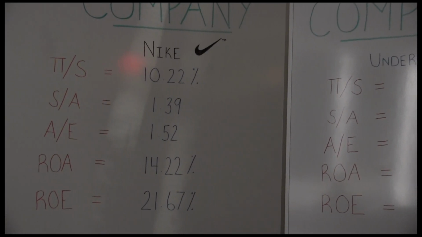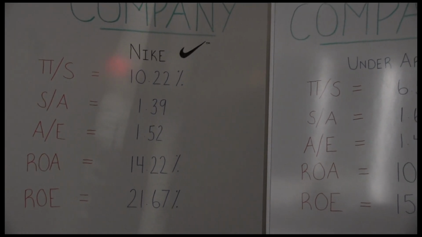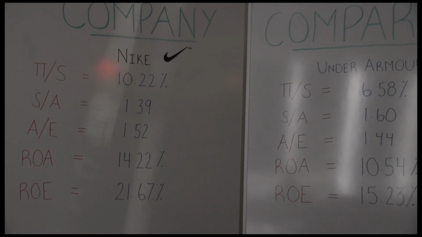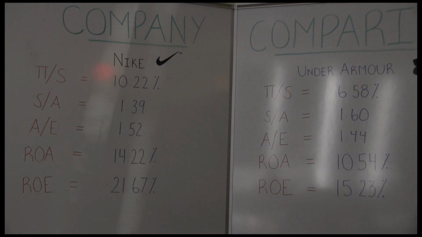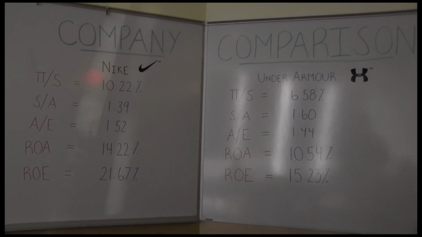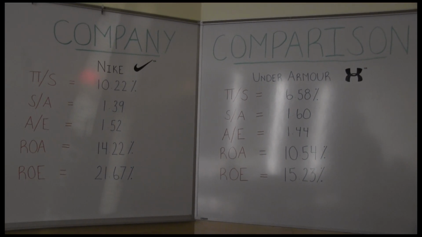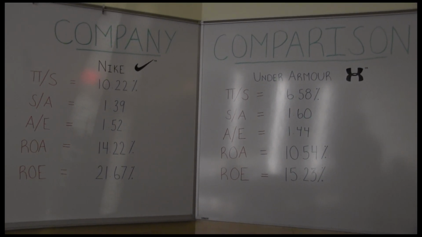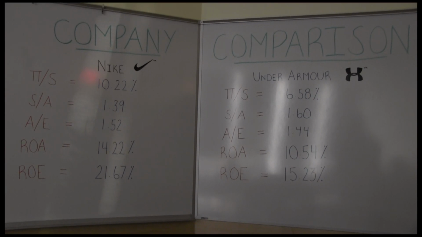Now we will compare Nike's financial leverage to that of Under Armour. Nike's financial leverage ratio is 1.52, and Under Armour's is slightly lower at 1.44. This indicates that Nike utilizes more debt financing than Under Armour. Looking at Nike's return on assets, they have almost a 4% higher return than Under Armour. Nike is making roughly 14 cents on every dollar of assets that they own, as opposed to Under Armour, which is making 10 cents on every dollar of assets that they own.